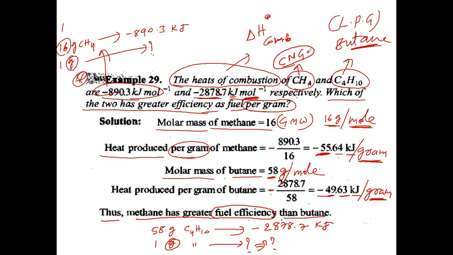Now, which is the efficient fuel here? CNG is the efficient fuel because CNG contains methane. 1 gram of methane is giving more heat energy. That's why a CNG car will be costlier than an LPG car. Remember. Did you all understand the concept now? Yes, sir.